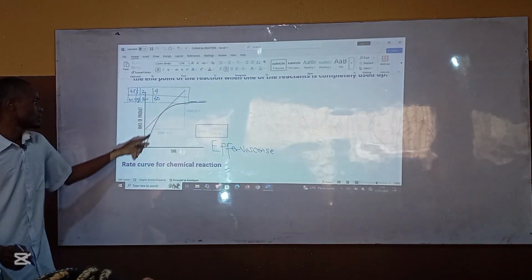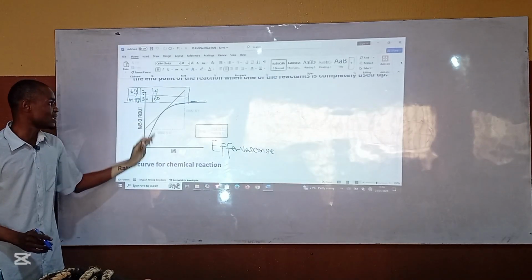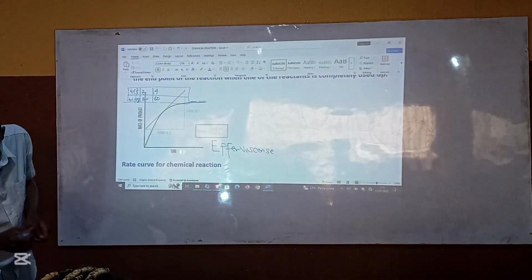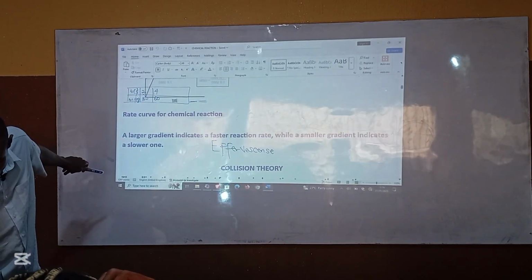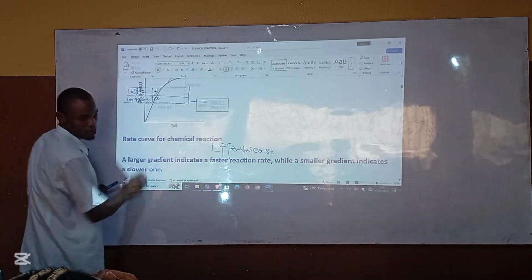The reaction is slow. The rate at which the product is formed and time taken is what? Equivalent. They are increasing at a constant rate. So now, rate curve for a chemical reaction. We call it what? Rate curve for a chemical reaction.